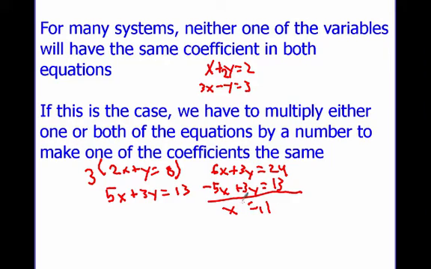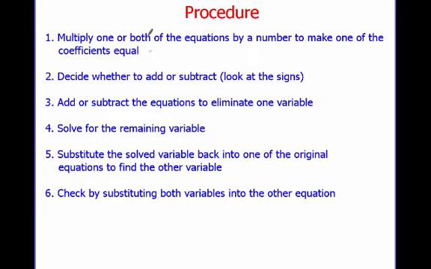So you can see what we did here is we simply multiplied one of our equations by a number to make the coefficients the same. So that's what it means by elimination with multiplication. So here's our procedure. First, we need to multiply one or both of the equations by a number to make one of the coefficients equal. And then the rest of the procedure is simply what we did for elimination. Decide whether we're going to add or subtract, do my adding and subtracting, solve for the remaining variable, substitute, and check. So we're going to start by multiplying and then just do the procedure for elimination.